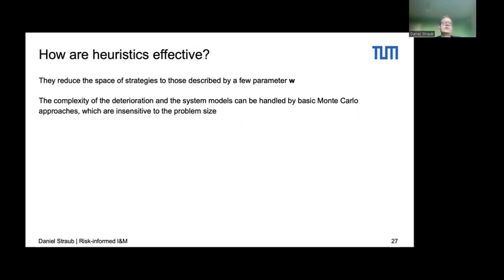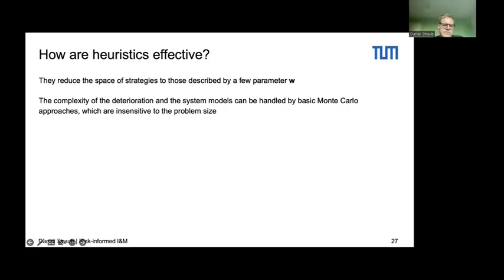So we reduce the large intractable space of all possible policies and strategies to just searching among a few heuristic parameters, which we call w. And then we still have the complexity of the stochastic space of the deterioration and the system model, which, if you consider an infrastructure system or structural system, is large. This can now be handled by basic Monte Carlo approaches, and I'm going to illustrate that now. And these are insensitive to the problem size. It makes them quite attractive to use for large systems.